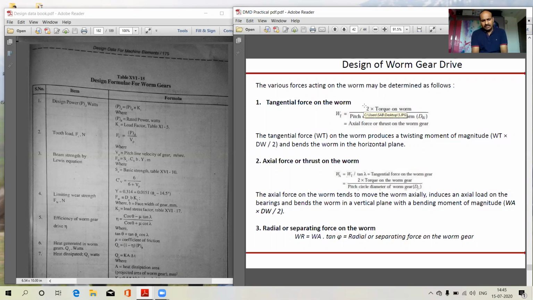To start with the worm gear, we must know the forces acting on the worm gear. There are some forces which are common in spur gear and other gears with worm gear, like tangential force, which is also called tooth load, or FT. Then axial force or thrust load. This is one force which is in addition to the other two loads. The axial force on worm tends to move the worm axially.